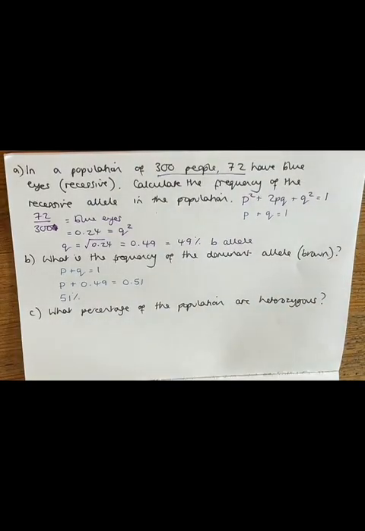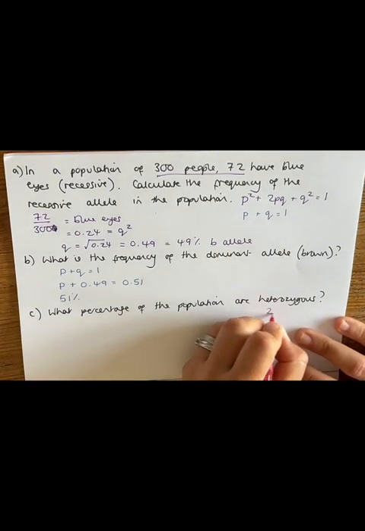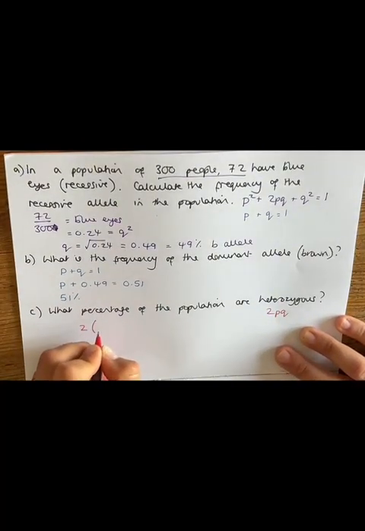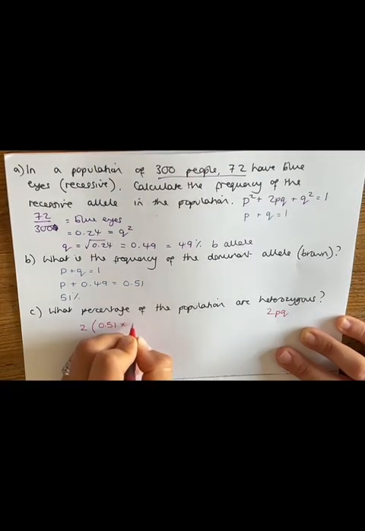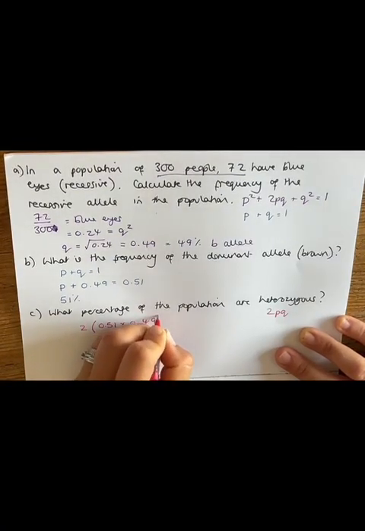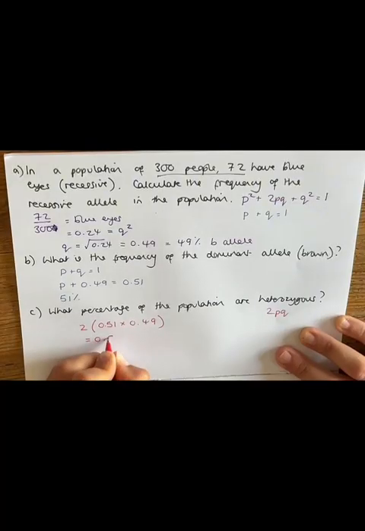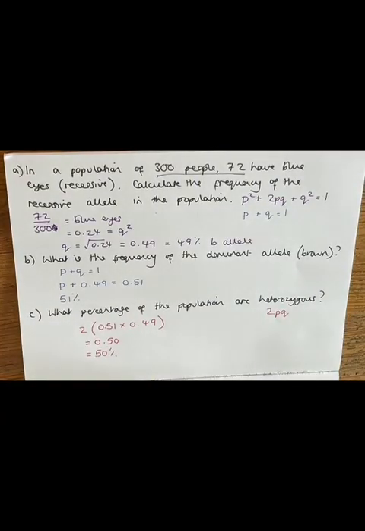The final question, what percentage of the population are heterozygous? Well, we know the heterozygous individuals are 2pq from our equation. So we're going to do 2 times 0.51 times 0.49. And that gives us 0.50, which is 50%. Now, it's always useful to double check your answers and sense check them.